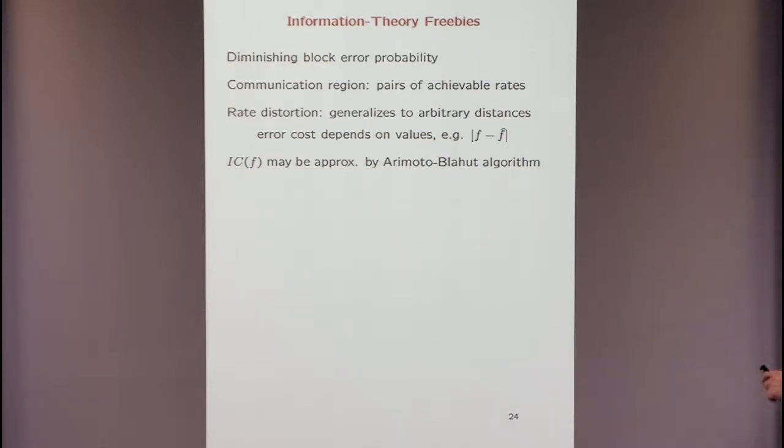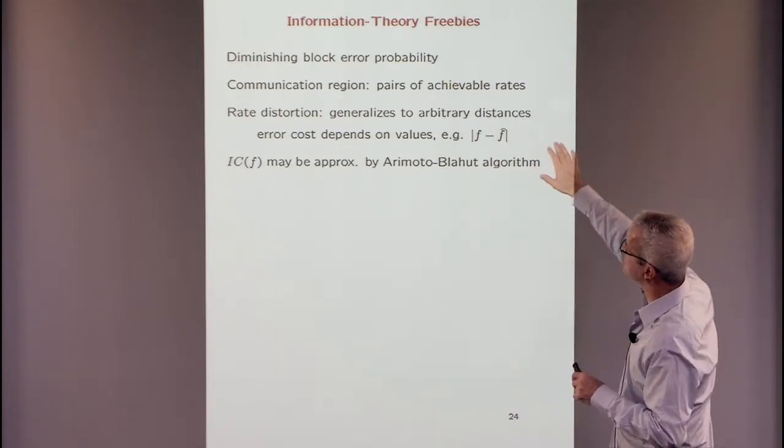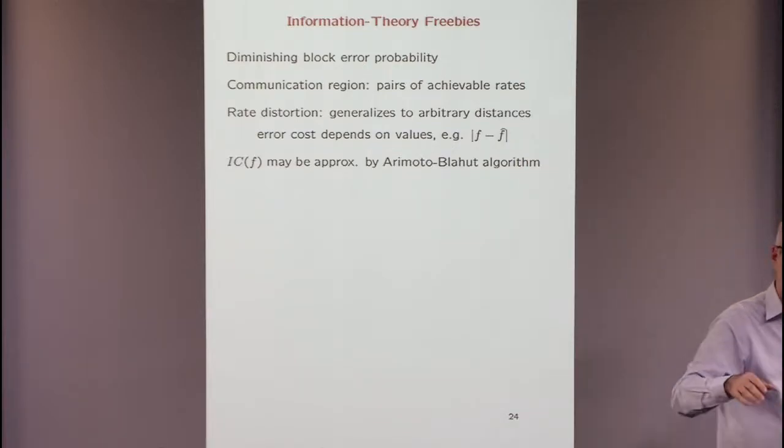A couple of things that you get from looking at the information theoretic view is that you get diminishing block error probability, which we view as sort of the gold standard, because if you have a laptop with terabytes of data, you don't want 1% of the bits to be wrong. You want the whole thing to be correct. You can also get a communication region, namely not just the sum of the number of bits, but you can get which pairs are possible: one person transmits so much, the other person transmits so much.